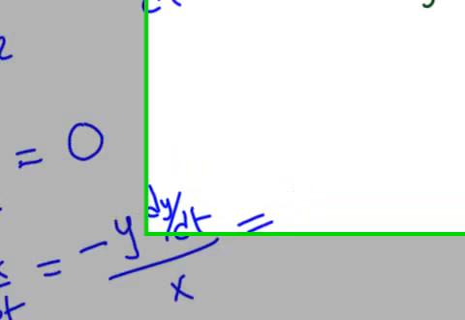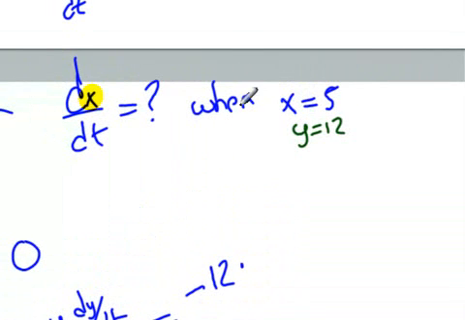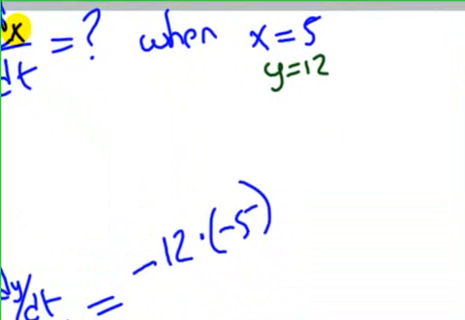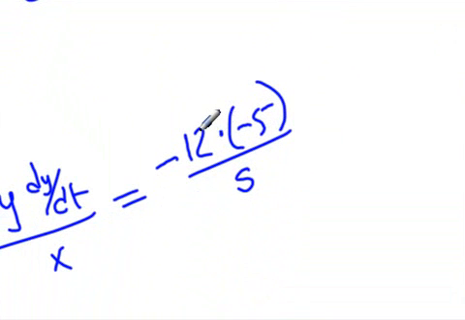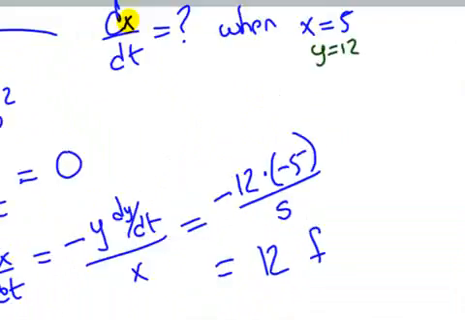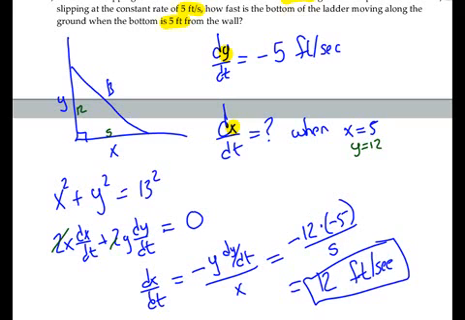Let's go ahead and substitute values in here. The instant in time we're looking at, y is 12, dy/dt is negative 5, and x is 5. So it looks like I've got 60 over 5, or 12 feet per second is how fast that ladder is moving away from the wall. And we've got that one done too.